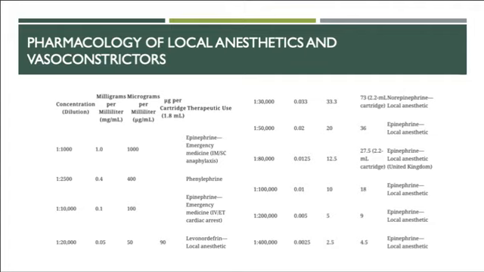Here's a chart that shows the clinical uses of different concentrations of vasoconstrictors, and you'll notice that the therapeutic concentration for epinephrine in emergencies is 1 to 1,000, okay? Which is about 100 times more concentrated than what's normally used in dentistry.